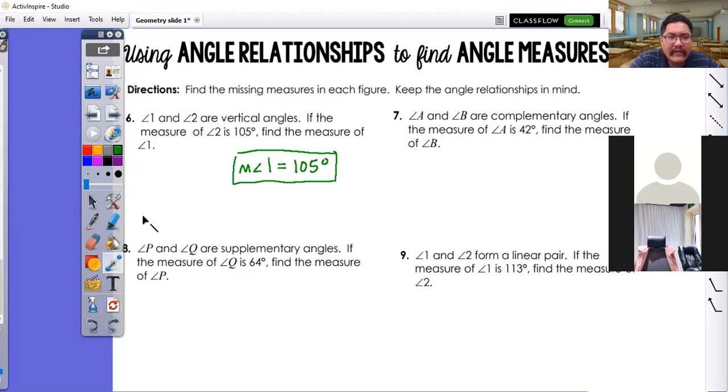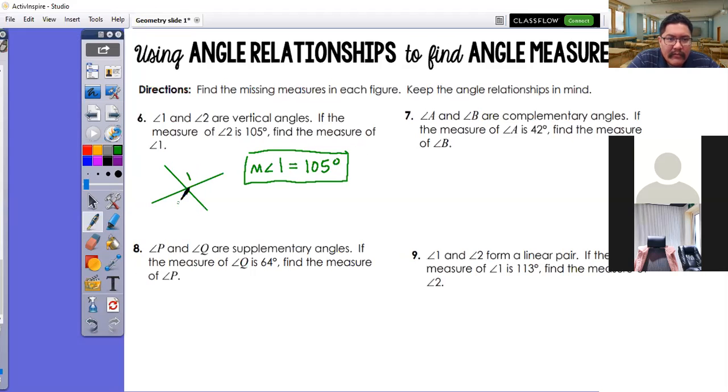Although we could have drawn a diagram, something like this, although it's kind of tough because we would have to draw something that's about 105 degrees. So it would probably look something like this. Right, so that's 105 degrees. Since they're vertical, they're gonna be right across from each other. But again, we didn't really need to draw the diagram because, just knowing the definitions, we should be able to get it.